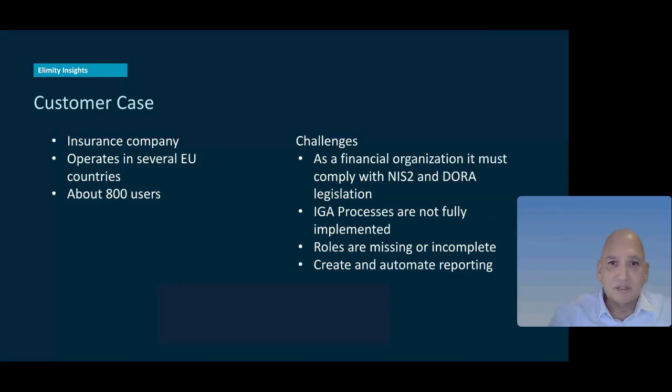And the second example is a European insurance company with 800 employees. They struggle to comply with DORA because they haven't fully implemented their identity governance processes. And their roles are missing or they are not complete. And furthermore, they are unable to generate the necessary audit reports.